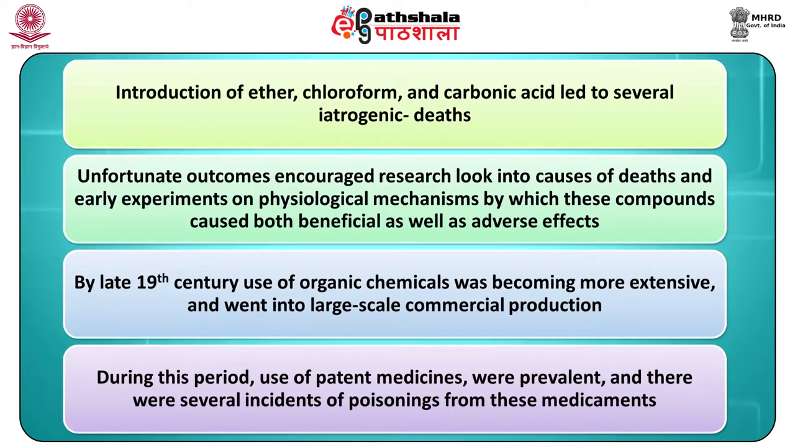The introduction of ether, chloroform and carbolic acid led to several iatrogenic deaths. These unfortunate outcomes encouraged research into the causes of the deaths and early experiments on the physiological mechanisms by which these compounds caused both beneficial as well as adverse effects. By the late 19th century, the use of organic chemicals was becoming more extensive, and benzene, toluene, and xylenes, as well as the chlorinated solvents related to chloroform, went into large-scale commercial production. During this period, patent medicines consisting primarily of medicinal herbs, non-sugar sweeteners, and alcohol were prevalent, and there were several incidents of poisoning from these medicaments.